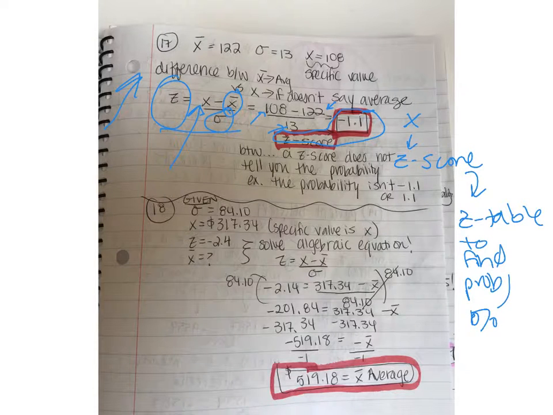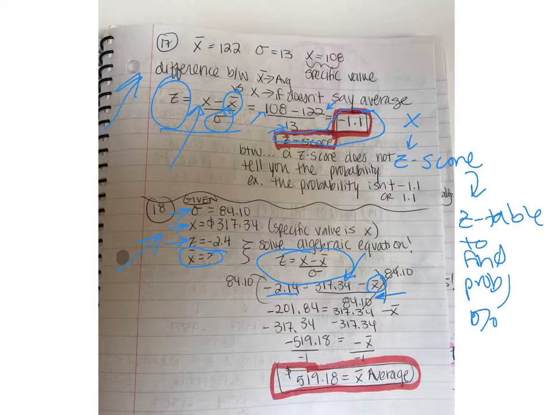Now for this next one, you're using the equation to try to solve an unknown, an algebraic expression. So if we know that this is our equation, right, but they give us the standard deviation, they give us a specific value, they give us our z-score, they want us to find the average. So we're just using the formula. We plug in what we know. We know the z-score is negative 2.14. We know the specific value minus, we're trying to solve for x bar. That bubble x bar is the unknown, divided by standard deviation of 84.10.